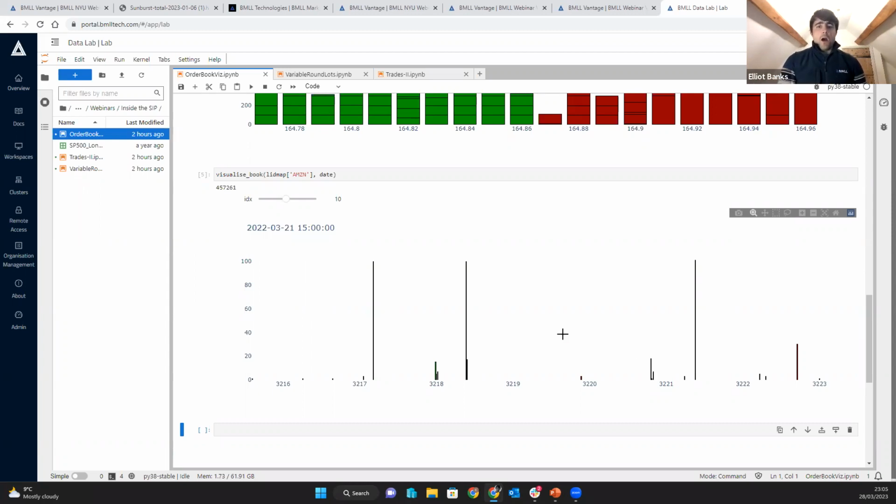So what you see here is a lot of sparsity. Now the reason is 1 cent on $3,000 is a very, very small fraction. And actually, a lot of people tend to look at spreads in terms of basis points and what it will actually cost you to cross that spread, rather than in terms of a cent or a tick size.